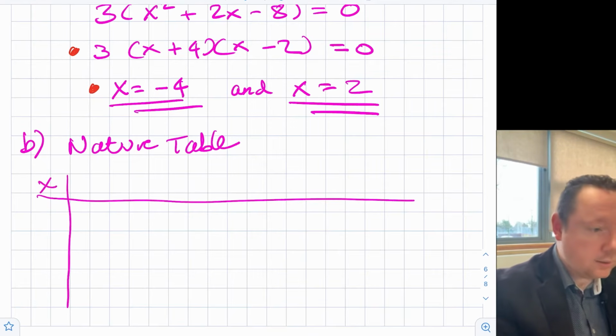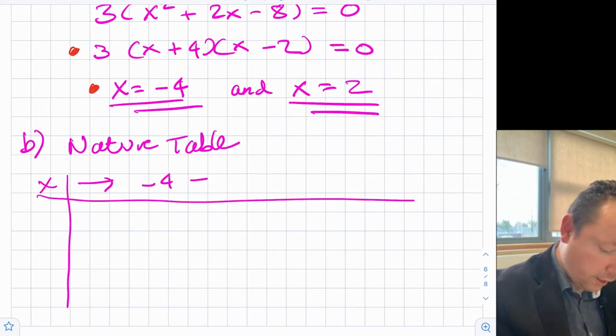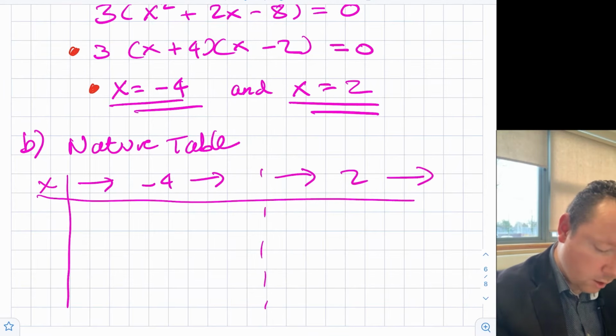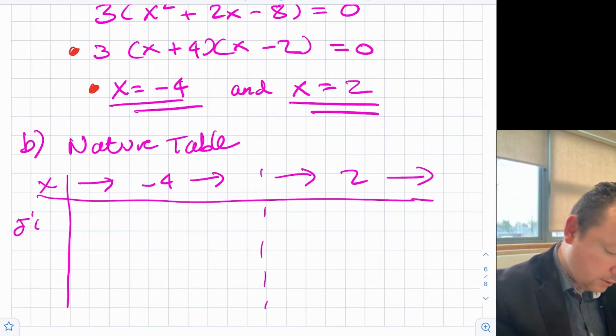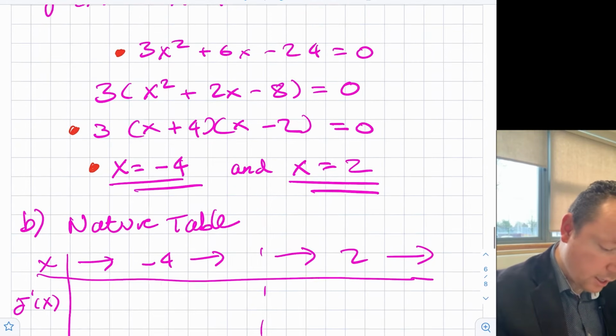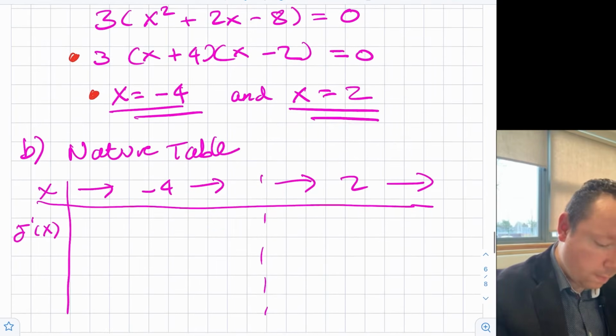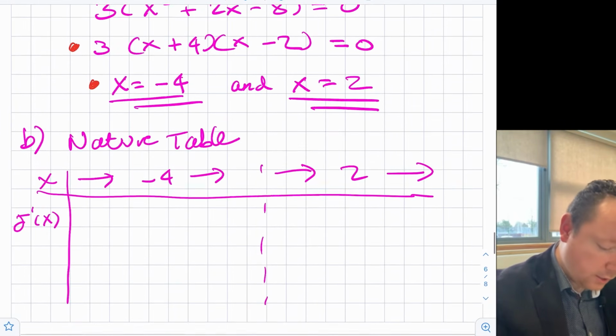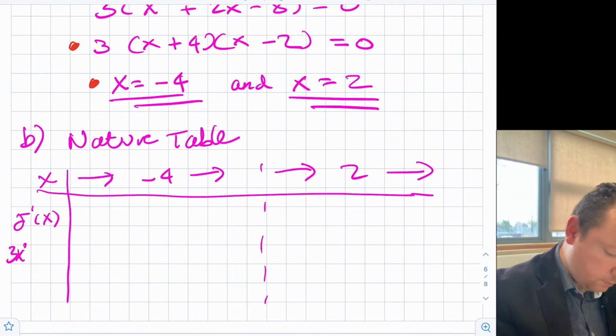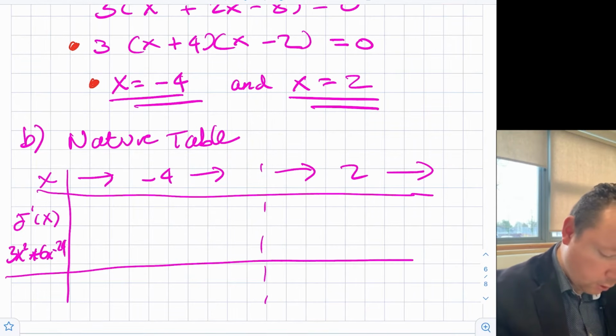So we've got x. So we're going to go along to some number minus 4 and then along. And then we've got our second one. We're going to go along to 2 and then along. And then we've got our f dash x. And we know our f dash x is equal to 3x squared plus 6x minus 24. And then we're going to look at our shape.